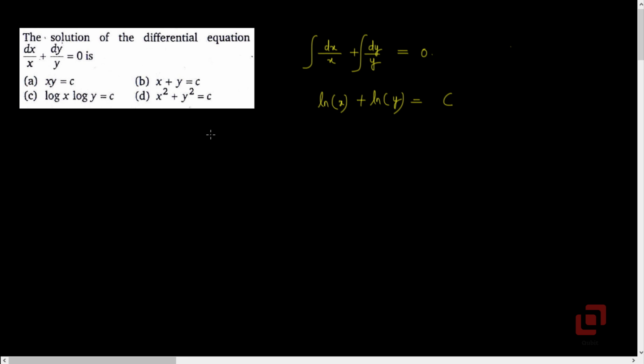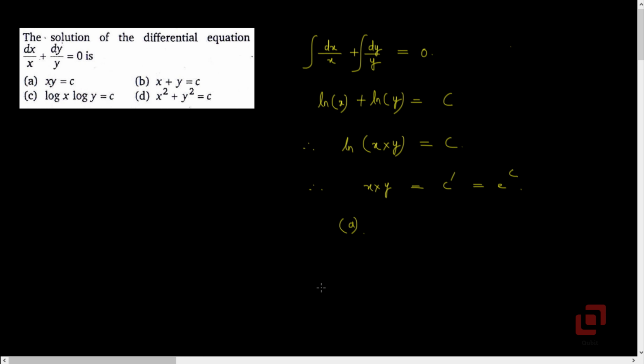However, if you go back to the options, none of them says log of x plus log of y equal to constant. Therefore, we will go one step ahead by using the properties of logarithms and write down log of x plus log of y as log of x into y, that is constant c, and therefore x into y will be another constant. Let's call it c dash. Specifically it will be e to the power c. Do we have x into y equal to constant as the option? Yes, we have it as option A, and hence the correct option is A.